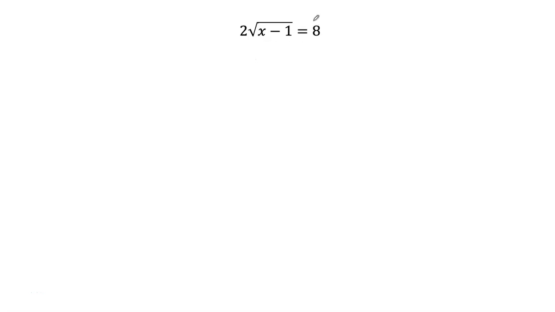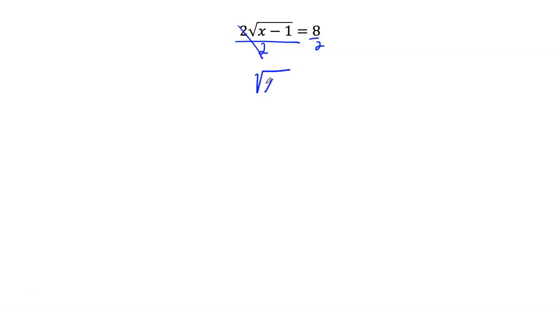All right, so here we have a pretty basic example. The first step in any radical equation is to get the radical all alone on one side of the equation. And this is close. The x minus 1 is under the radical. This 2 is not. So we need to remove that. It's 2 times the square root. So to get rid of it, we do the opposite and we divide by 2.